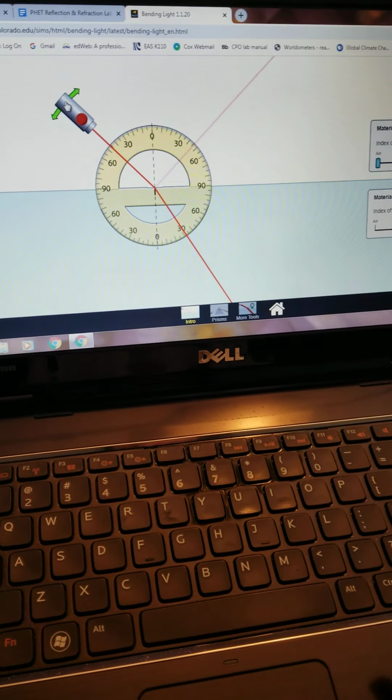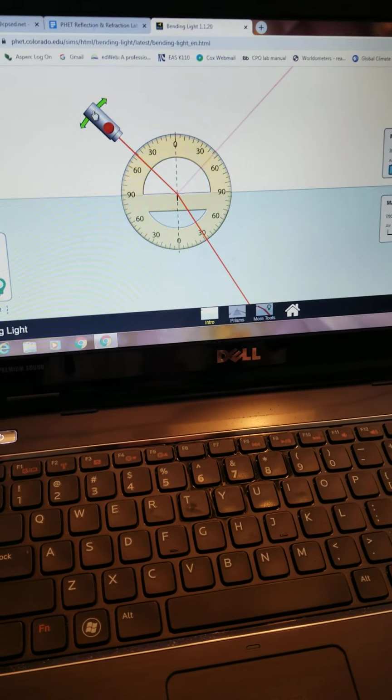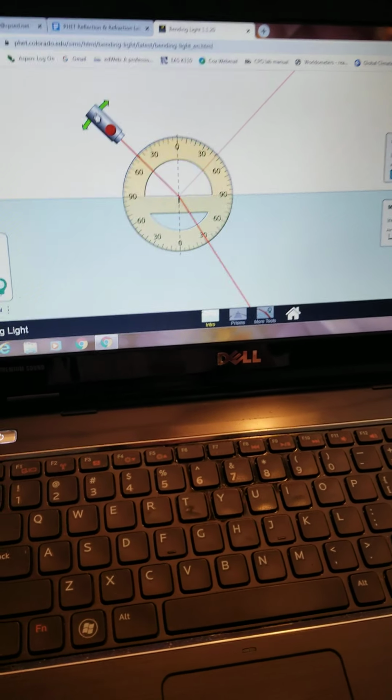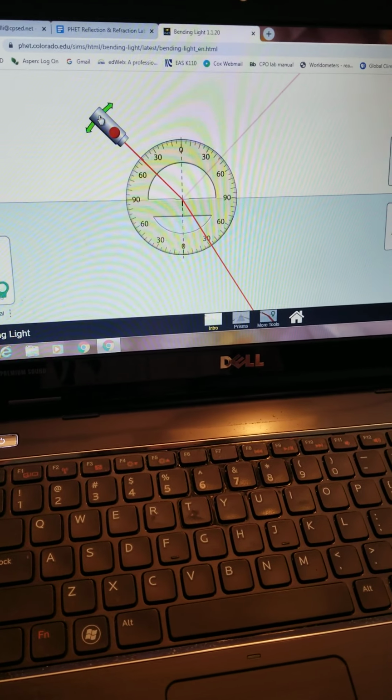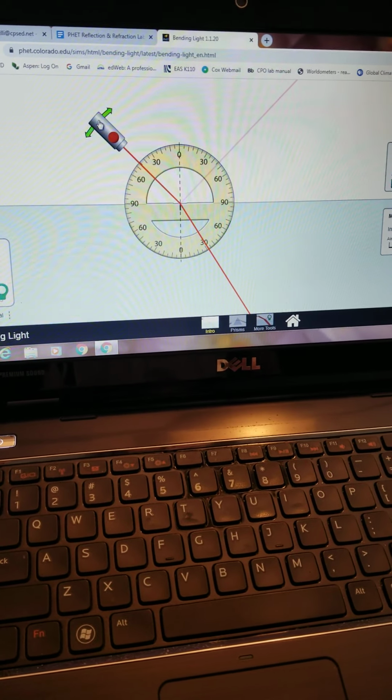That is the end of the reflection part of the lab. That's activity 1. In the next video, we're going to do activity 2. So again, watch this, and hopefully everything is clear on what you need to do.